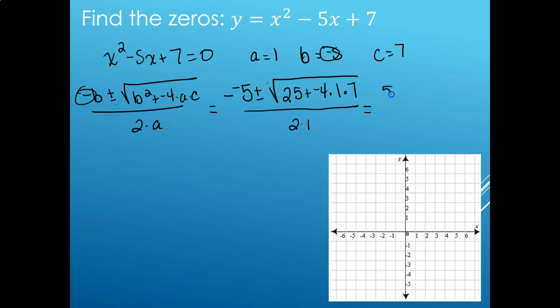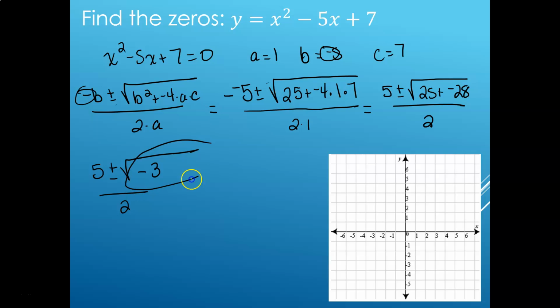A negative 5 becomes a positive 5, plus or minus the square root of 25 plus negative 4 times 1 times 7, which is negative 28, all over 2 times 1, which is 2. We're going to continue simplifying, so that's 5 plus or minus the square root of 25 plus negative 28, which becomes negative 3.